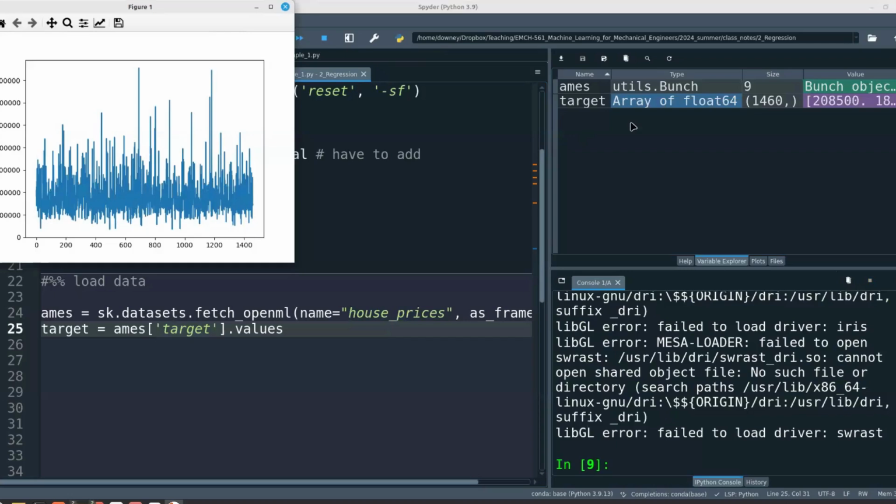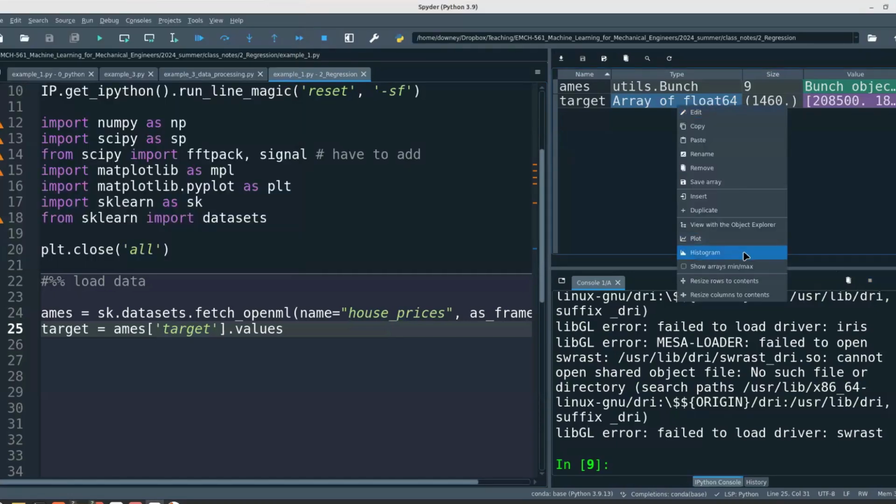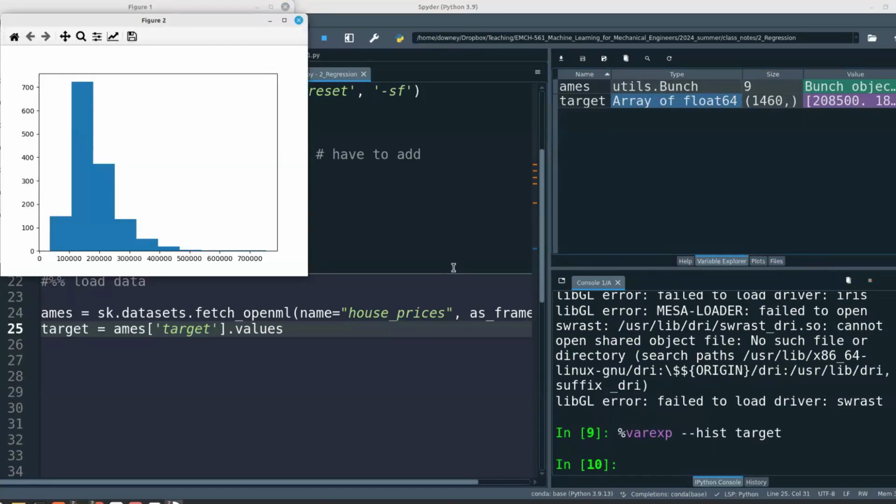Prices kind of over data points, which doesn't really make a lot of sense. You can right-click histogram, and now you kind of see all the prices in Ames, Iowa for houses between 2006 and 2010. Right, pretty cool, pretty cool.